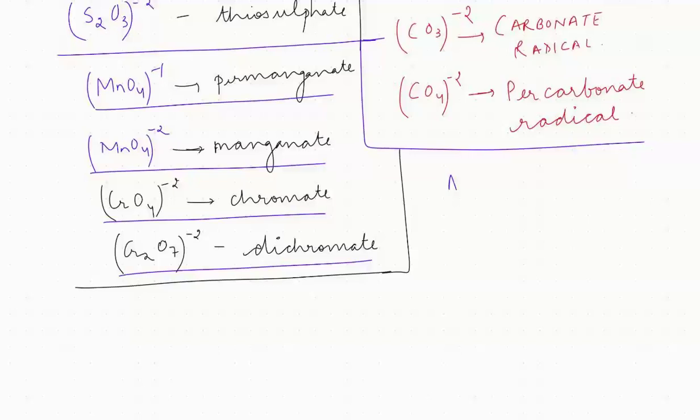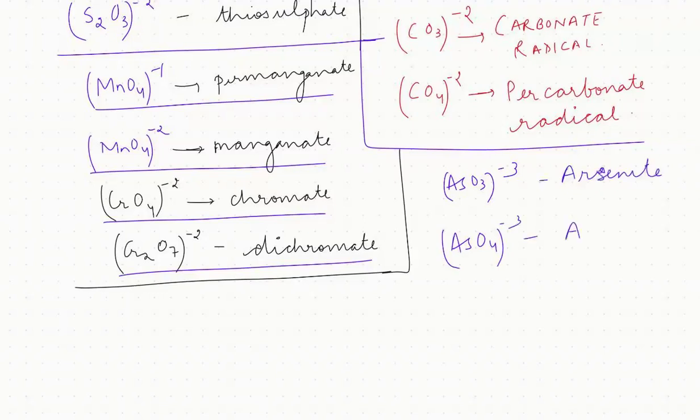We would have arsenate, AsO3 minus 3, which is arsenite, and AsO4 minus 3, which is arsenate. So we would have arsenite and we would have arsenate. Understood my point? Okay, so this is the radical that we have.